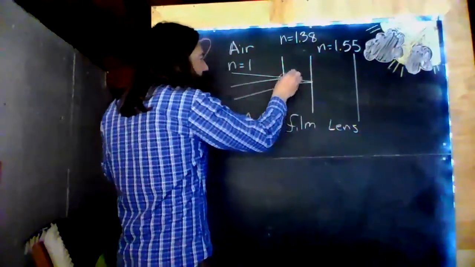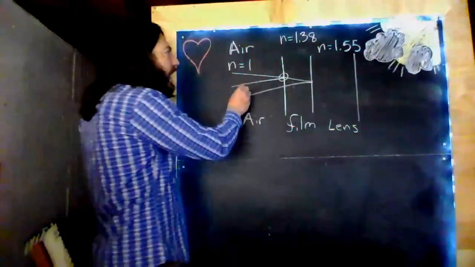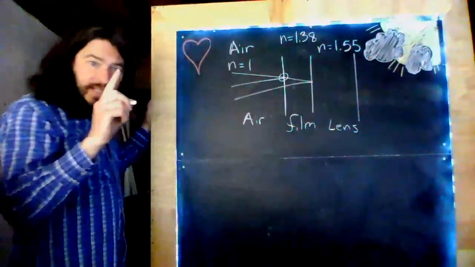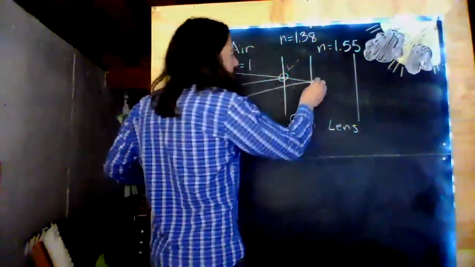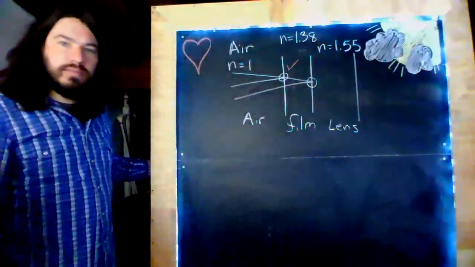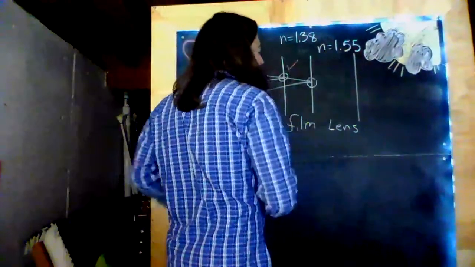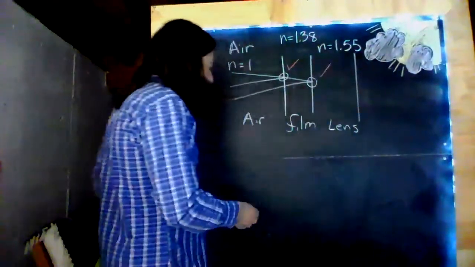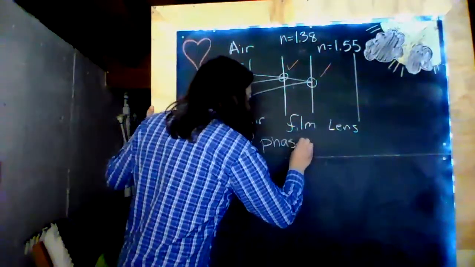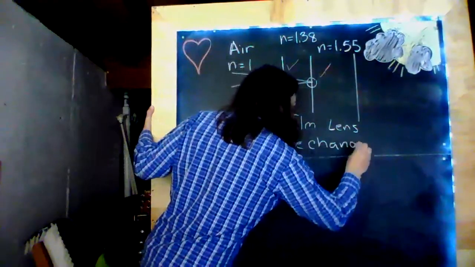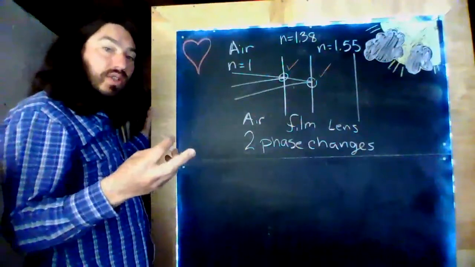Is there a phase change right here? Well, we're going from low n to high n. So, yes, there is a phase change. Is there a phase change right here? Well, we are going from low n to high n. Yes. So, that means we have two phase changes. Now, are we looking for destructive or constructive?